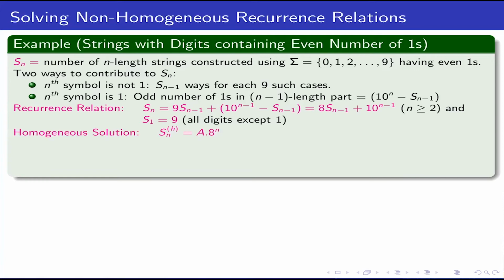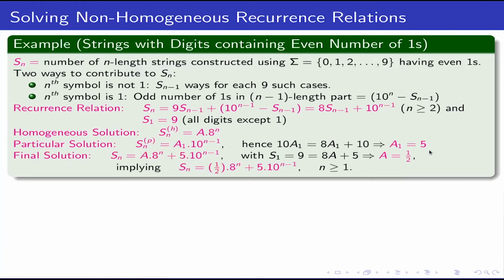our formulation of solution. The homogeneous solution part is A into 8 to the power n, considering Sn equal to 8 S n minus 1. For the particular solution part, assume it is of the form k into b to the power n. So therefore I can say A1 into 10 to the power n minus 1, it is not matching with 8 to the power n. So this is the particular solution. So just put it in the recurrence to get the value of A1. So it will be 10 A1 into 10 to the power n minus 1, 8 into A1 into 10 to the power n minus 2, and this is 10 to the power n minus 1. This gives A1 equal to 5.